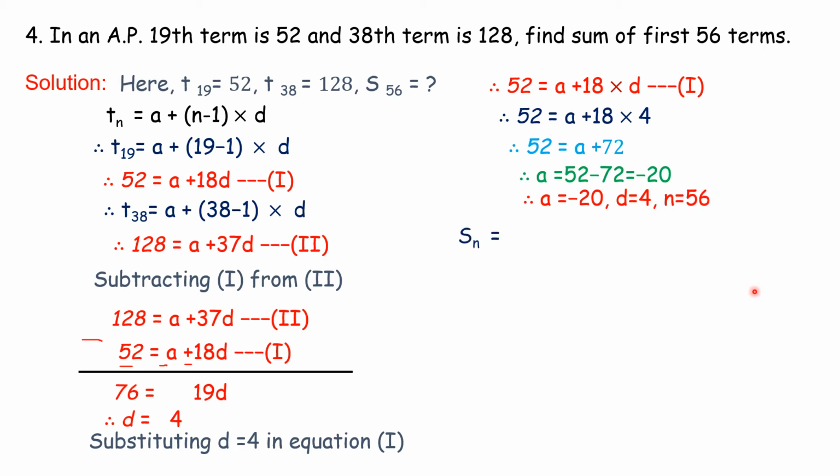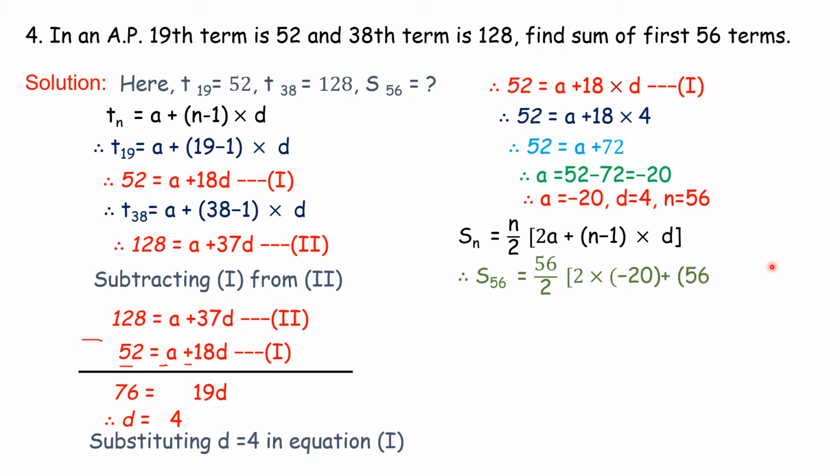Now find out the sum of first 56 terms. First write down the formula: n upon 2 into square bracket 2a plus in bracket n minus 1 into d, square bracket complete. Now substitute the values. 56 upon 2, 2 into minus 20 plus 56 minus 1 into 4.